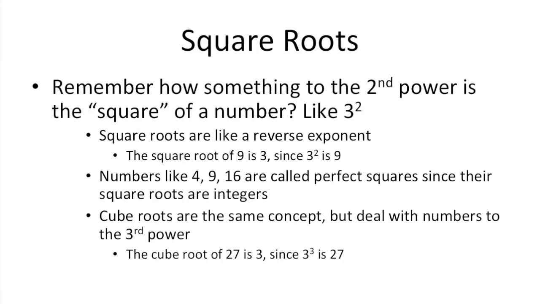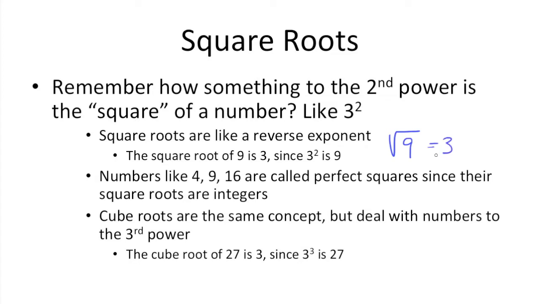Remember when we had something to the second power that was called the square of a number? So for instance, here we have 3 to the second power, that would be 3 squared. Square roots are kind of like a reverse exponent when it comes to things to the second power. So when I ask you what the square root of 9 is, what I'm asking you is, what squared gets you 9? And that would be 3.